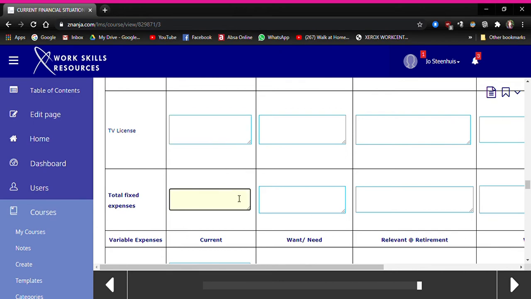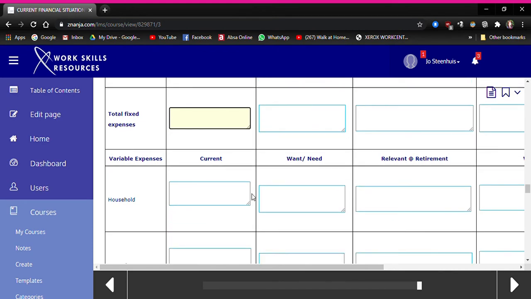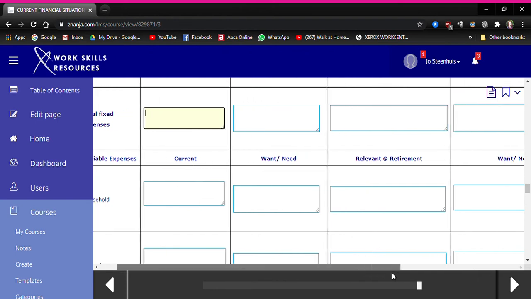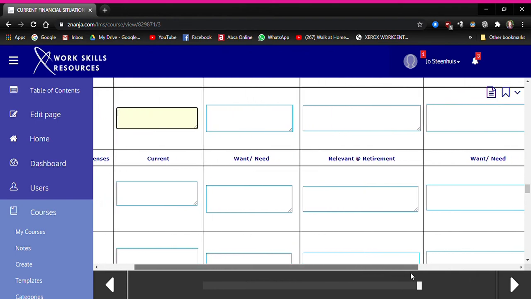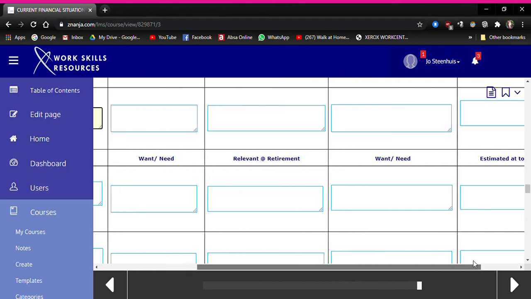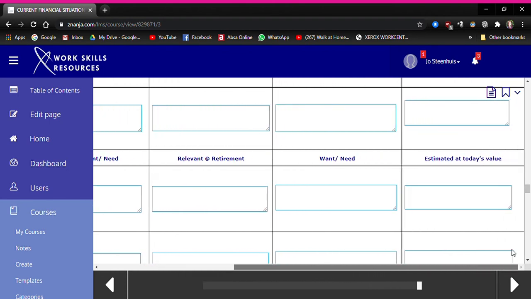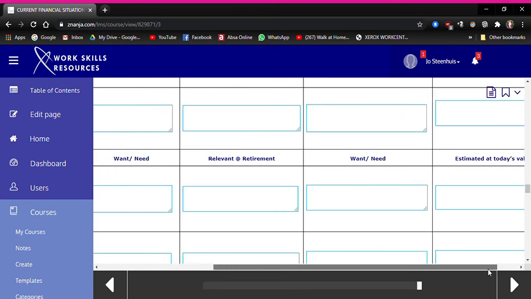Total fixed expenses, you're going to do a calculation for me. Variable expenses, yes, you pay them, but they are not the same every month. So the same scenario will occur. Current, is it a one-to-one need if it's applicable? Is it relevant at retirement? Would it be a one-to-one need then? Estimation at today's value when I get to retirement.